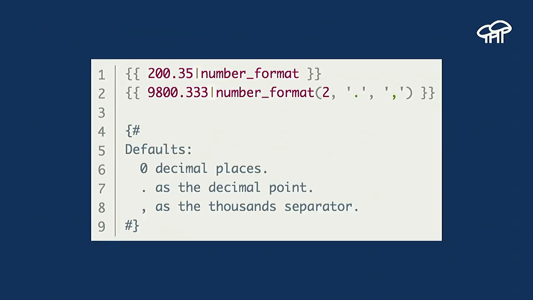And talking about parameters, they can be optional, and if you don't provide them, you will get some defaults provided by Twig. So, for example, with number_format, you can define how many decimal places you want, the decimal point separator, the thousand separator, and so on. But if you don't provide them, Twig will use some defaults for you.